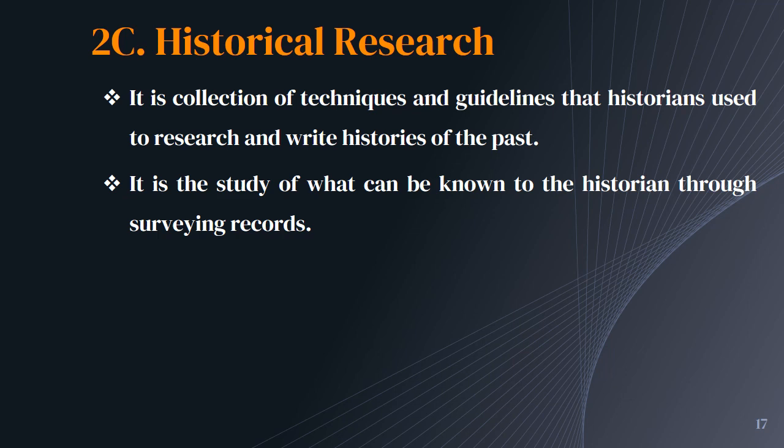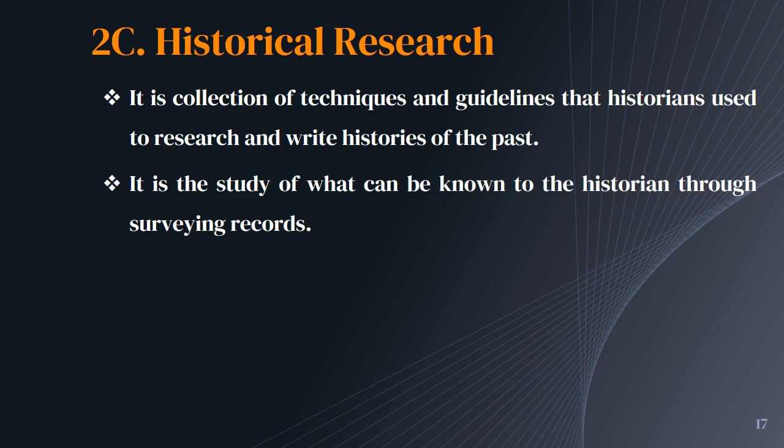It is the study of what can be known to the historian through surveying records. So we are going to survey a number of records, we are going to make observations, and from those observations only we are going to draw the conclusion. So this is called historical research. So these three methods of research we have seen. Which are the three methods of research? Experimental, descriptive and historical research.